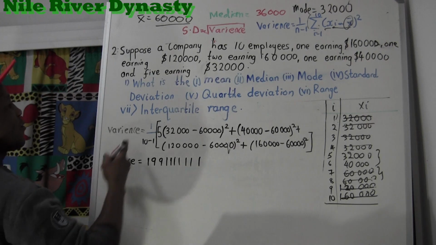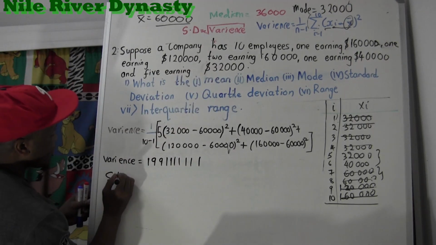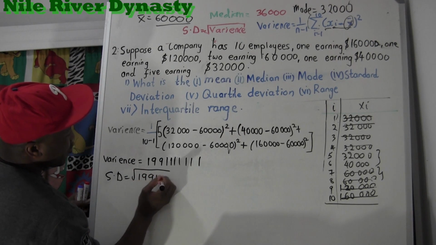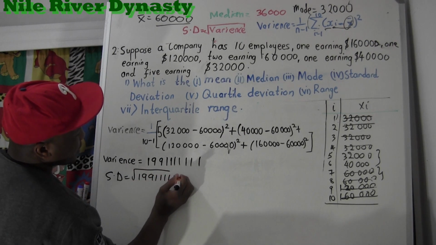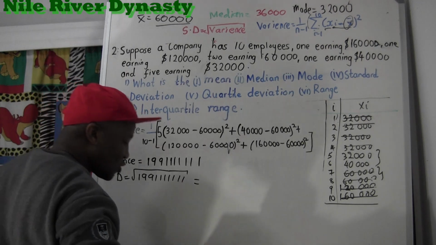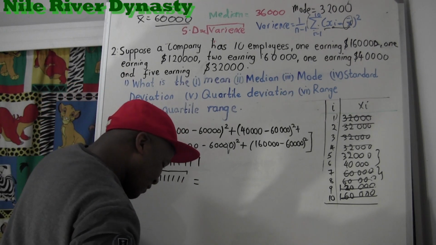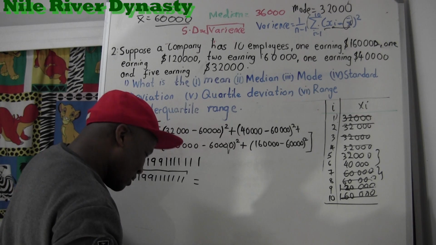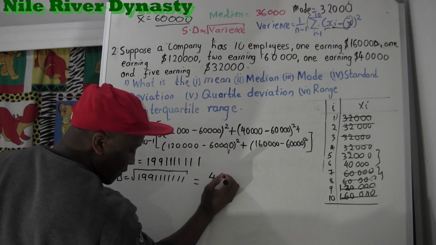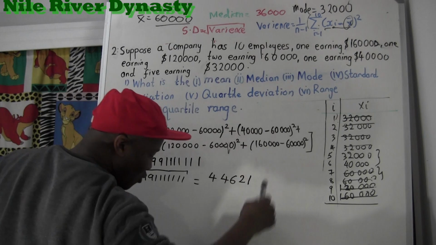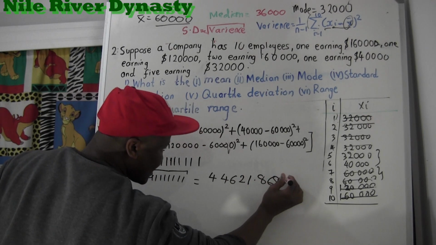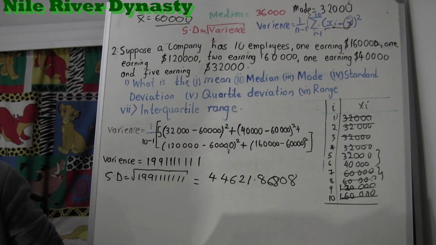So now, if you want to get standard deviation, how are we going to get it? You have to square root the variance, which is 1991. Okay, cool. And then you square root the answer. Now let's square root the answer. And this is going to give us 44621.87.